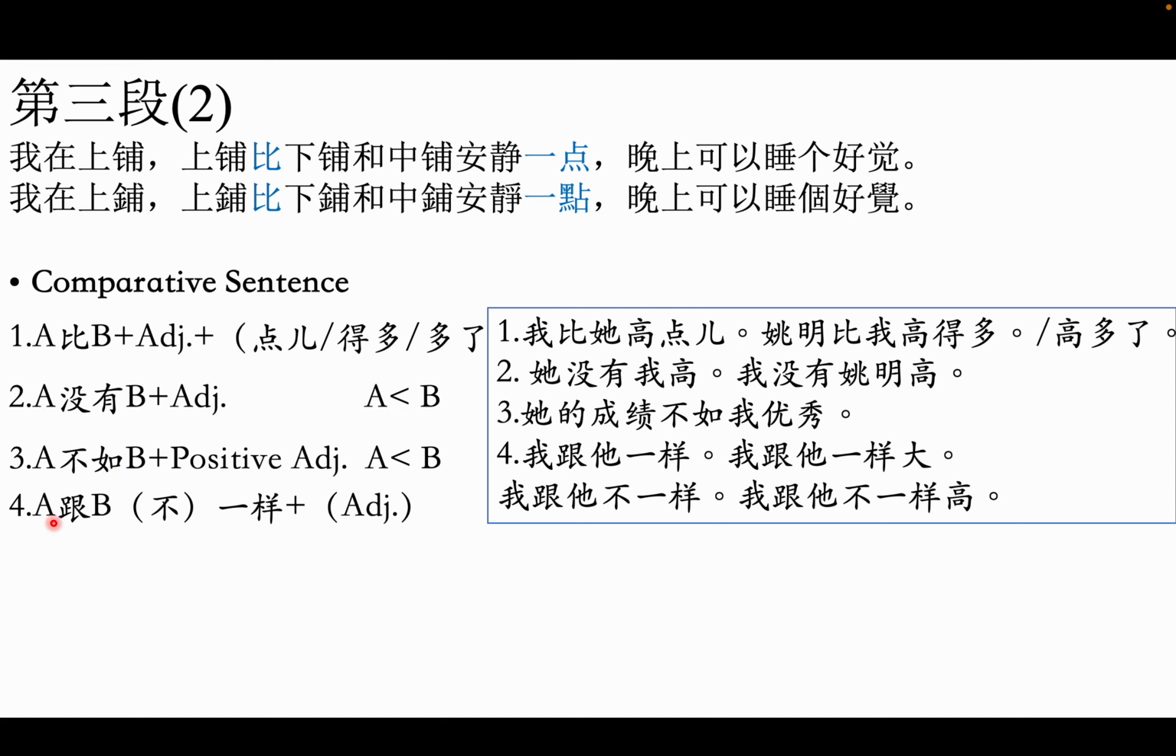Last one, we have learned it also in first year Chinese. A 跟 B 一样 or 不一样. You can also use adjective at the end, but this is optional. For example, I'm the same as him. We can say 我跟他一样. But if I want to say I'm as old as him, I'm the same age as him, we can say 我跟他一样大. But if you want to say I'm different from him, we say 我跟他不一样. But if you want to specify it is about height, I'm not the same height as he is, we can say 我跟他不一样高. Okay, this is a summary of the third paragraph in lesson 13.